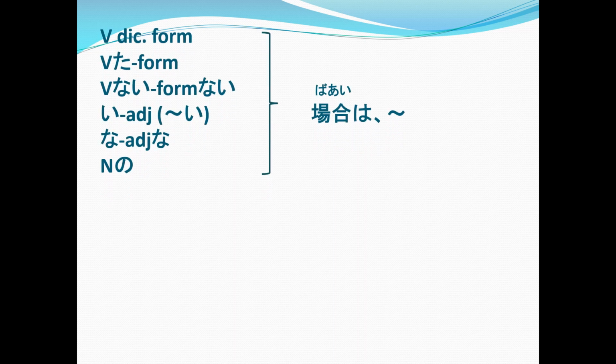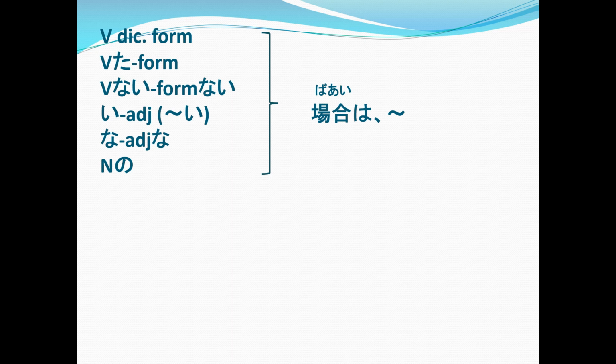So, when using baiwa, we use the verb in its dictionary form, or the verb ta form if it's in the past tense, the verb nai form if it's in the negative, the i adjective as it is, the na adjective with the na, and if you have to use a noun with it, it's noun no, and then of course baiwa. Again, verb dictionary form baiwa, verb ta form baiwa, verb nai form baiwa, i adjective baiwa, na adjective with the na baiwa, and then noun no baiwa.